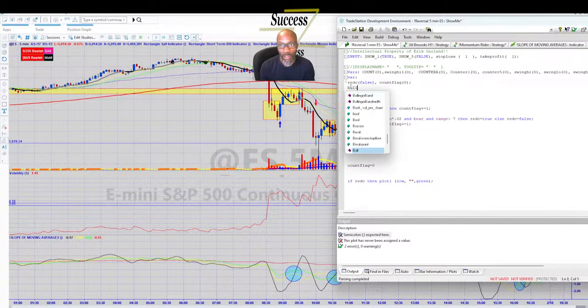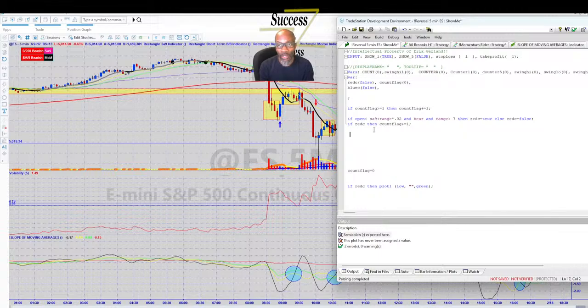So blue candle is gonna start off being equal to false. All right, so if bull candle and range is greater than 6, then blue candle equals true, else blue candle equals false. Okay.